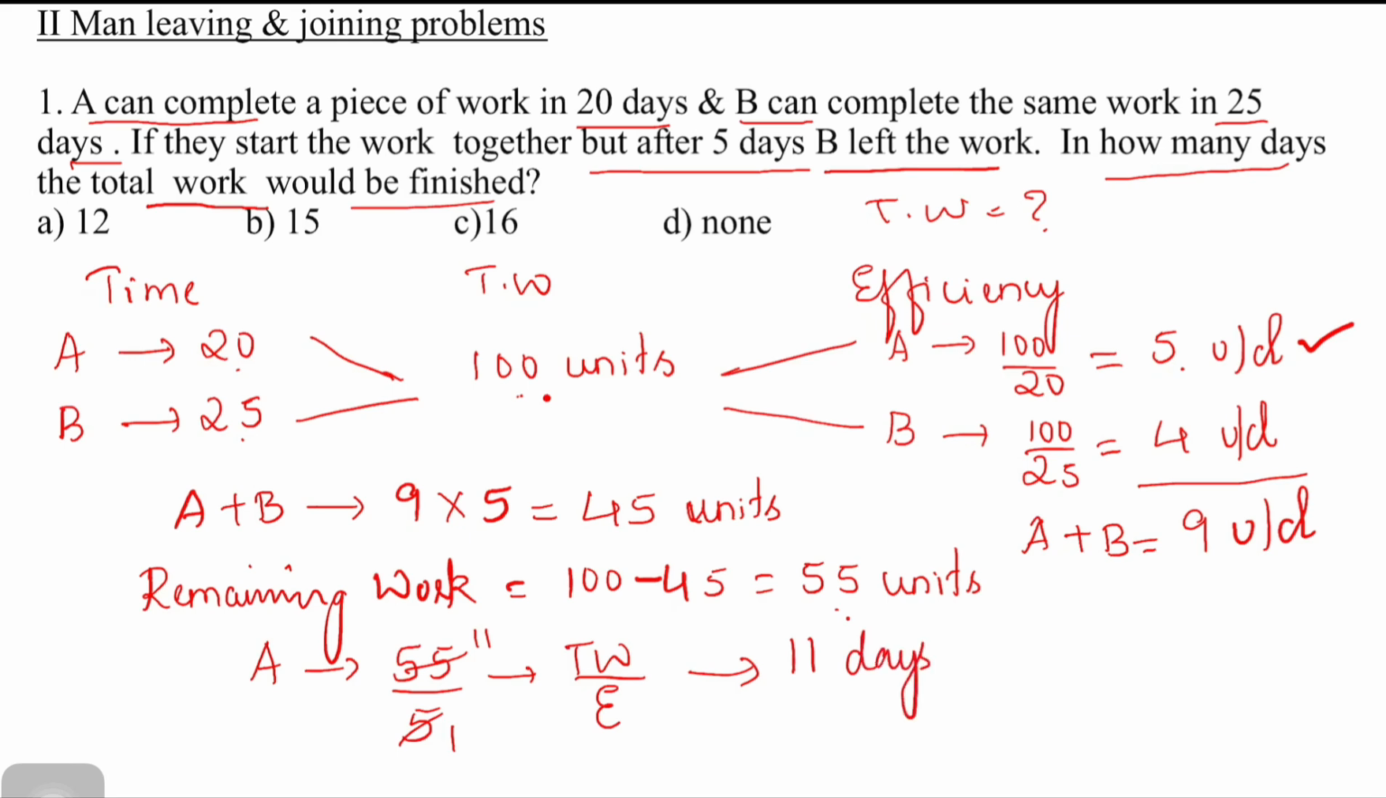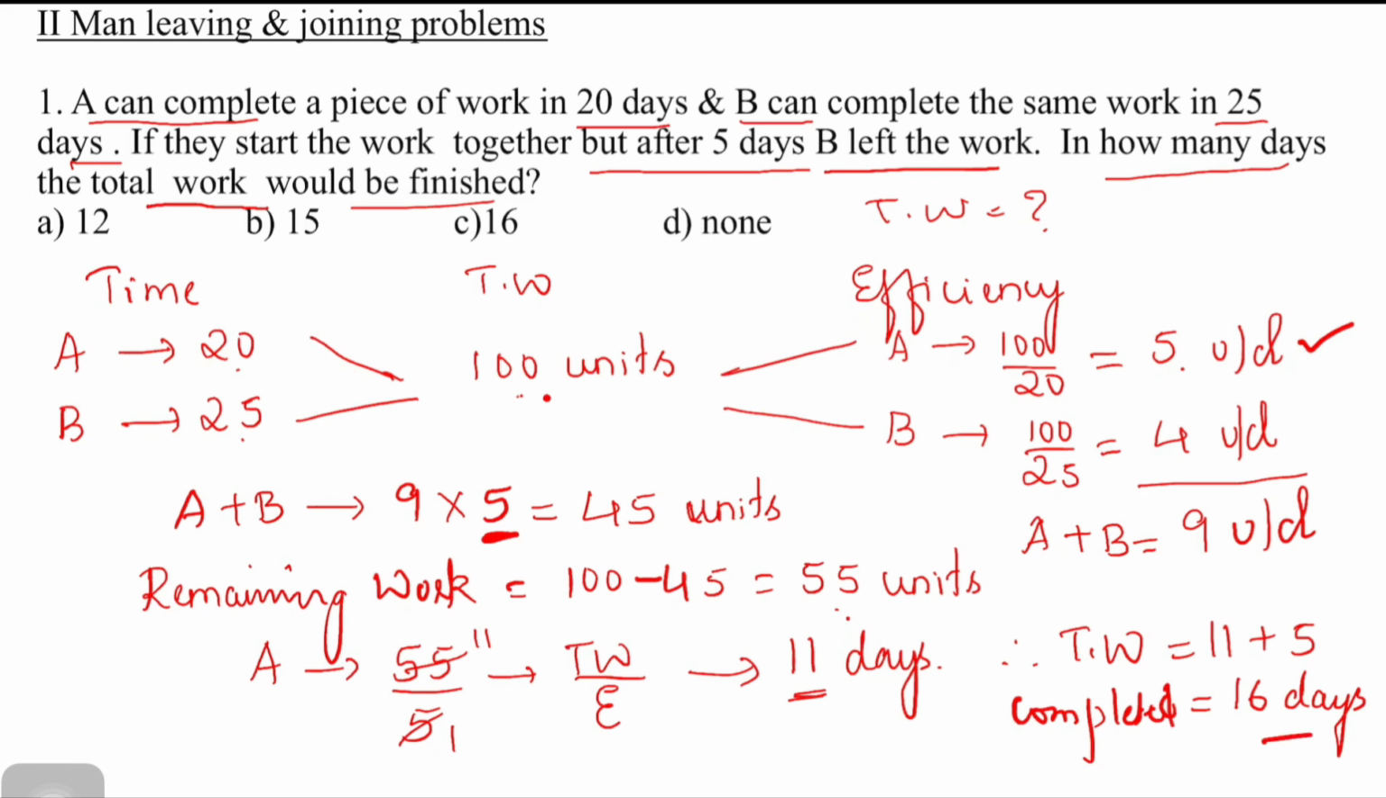But we don't want this. They are asking us in how many days the total work would be finished. So initially A and B together worked for 5 days, and after that A will take 11 days to complete the work. Therefore the total work was completed in 11 plus 5, which is equal to 16 days. The total work is completed in 16 days. Okay, so next problem.